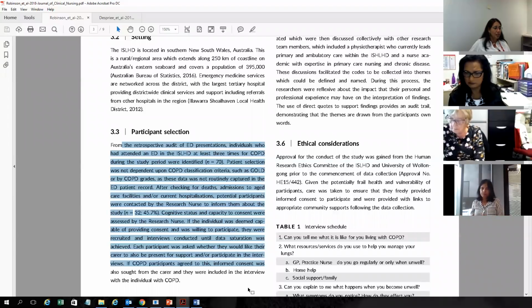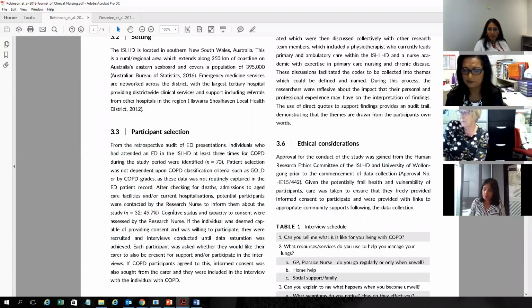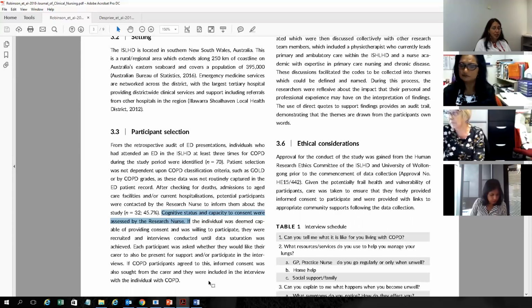Yes, Binju, 1500 words is for both articles together. Yes, Diana, you're right. So inclusion criteria will be people who had COPD, people who attended ED at least 3 times. That's right. Anything else here? What about this? Cognitive status and capacity to consent were assessed by the research nurse. That means they should be in their full senses and able to provide informed consent. So that's the inclusion criteria.